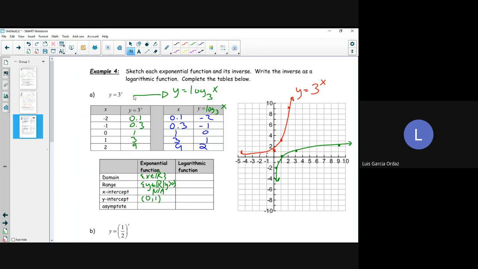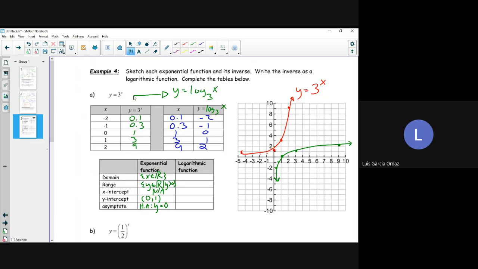And what kind of asymptote do we have, horizontal or vertical? No, we don't have a vertical asymptote for 3 to the x. We have a horizontal one. So you have a horizontal asymptote at y is equal to 0.